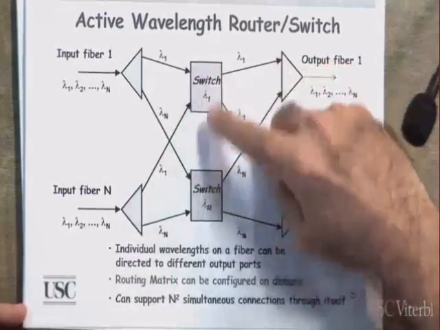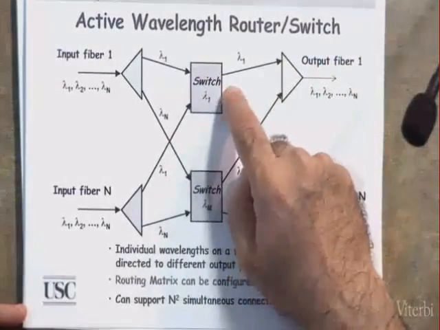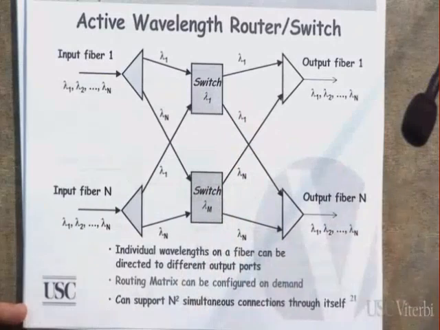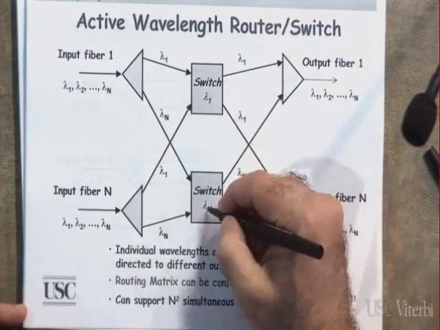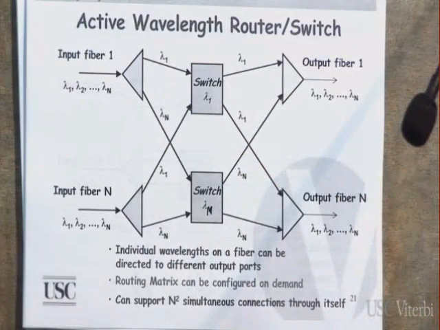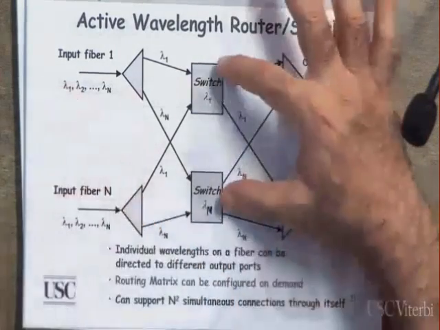How many modules do I need here? A switch at lambda 1. This one is a switch at lambda, oh sorry, lambda n. I'm sorry, typo. Correct this one: n. A switch at lambda n. Okay, so individual wavelengths on a fiber. Individual wavelength.